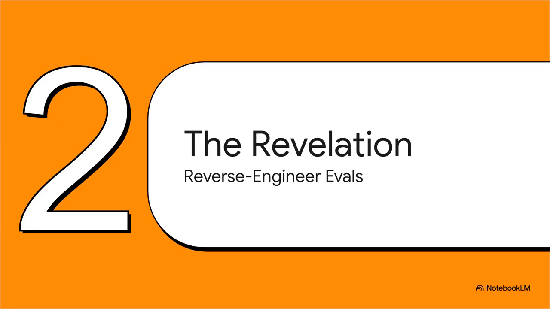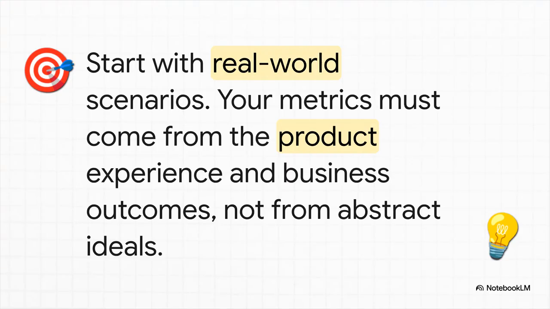Okay, so if chasing those abstract metrics is the trap, what's the way out? Well, it's a pretty fundamental shift in how you approach the whole idea of testing. You've got to completely reverse engineer your tests, or what we'll call evals. You start with the end goal, the user's success, that ideal product experience. You don't start with the AI. You start with the user.